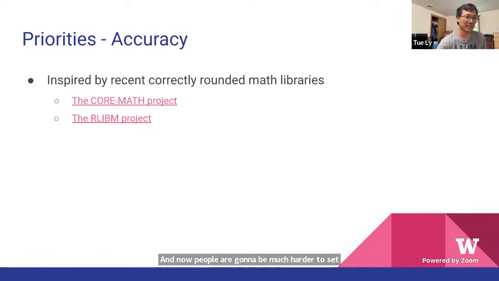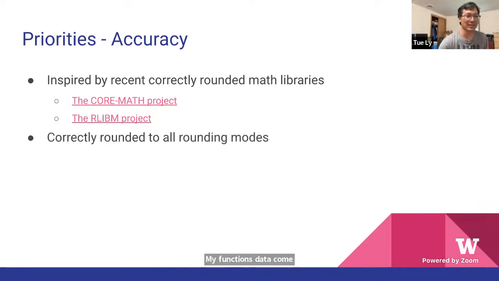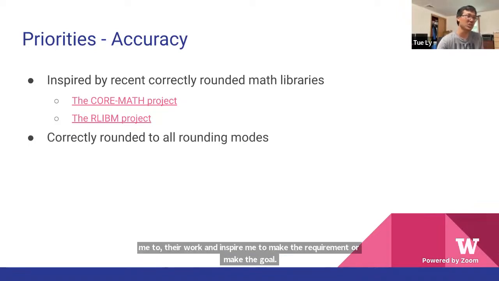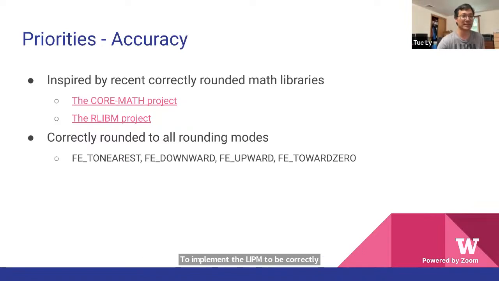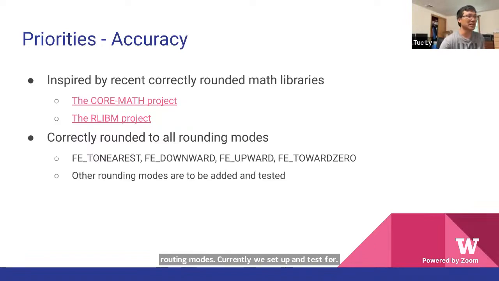And so I reached out. At that time, I found out there are two ongoing projects about implementing correctly rounded math functions. They're the Core Math project and the libm project. And after reaching out to them, their work inspired me to make the goal to implement the libm to be correctly rounded in all rounding modes. Currently, we set and test for the 4 standard rounding modes. But I know that, for example, on ARM, they have an extra one that we need to add and test if needed.